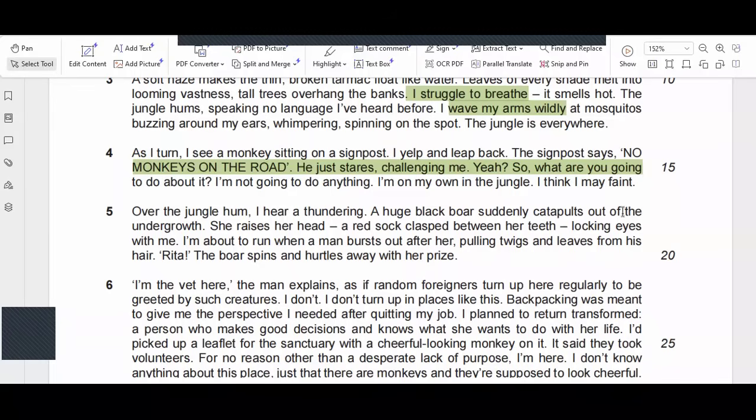So as you can see, this line, "Monkey is on the board," is not making any sense. "He just stares, challenging me." So yes, the phrase "challenging me" is here, and this is giving us a sense. "So what are you going to do?" But still, no particular detail has been mentioned.